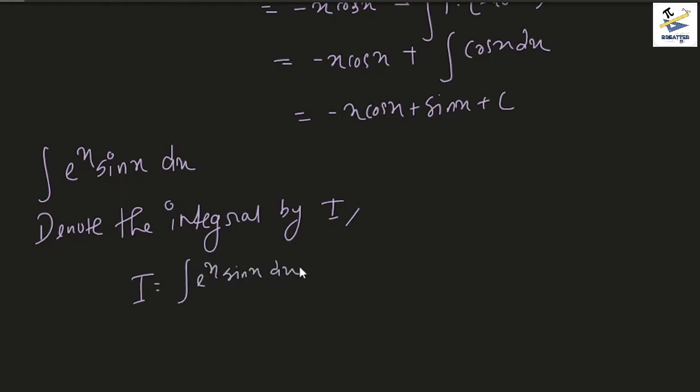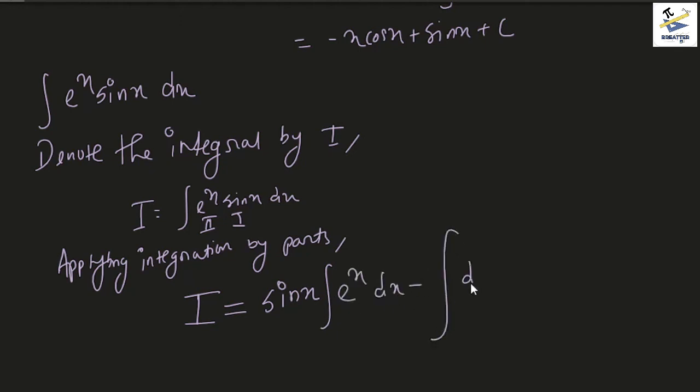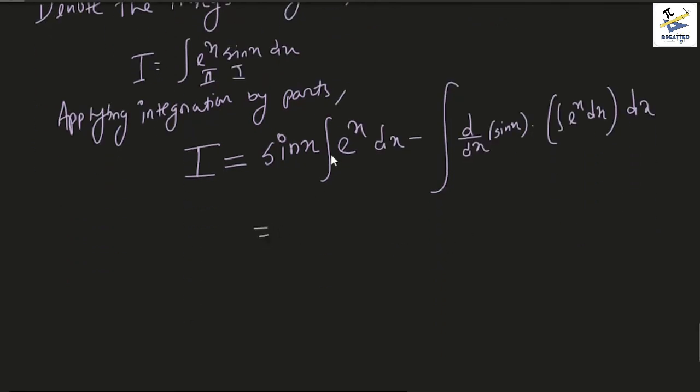Now if you remember the rule ILATE, the E, that is for exponential functions, came last. So obviously e to the power x is going to be the second function here, and sin x is going to be the first function. So applying IBP, or integration by parts, what we have is: I is equal to sin x into the integral of e to the power x dx, minus d/dx of sin x into the integral of e to the power x dx, dx, right?